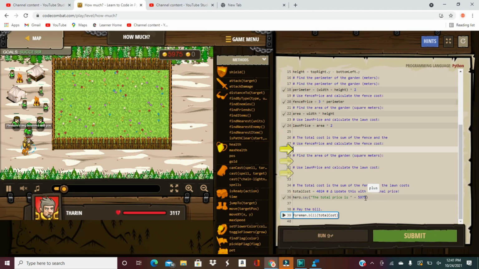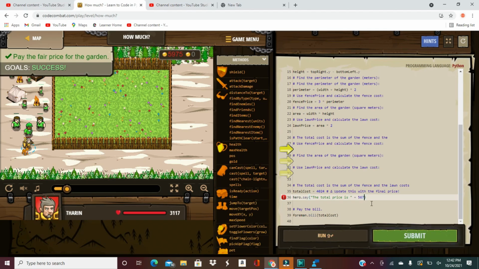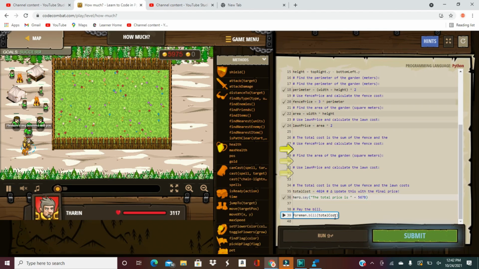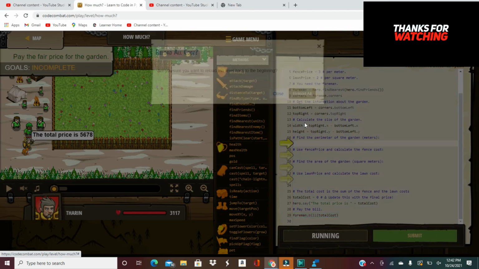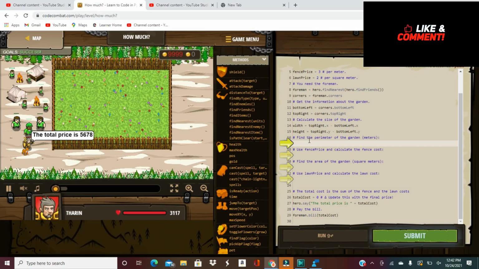So you can say whatever you want, but it only depends on the bill amount. So I can change it. It only depends on the bill amount. Okay, so now let's reload the level. Okay, find the perimeter.